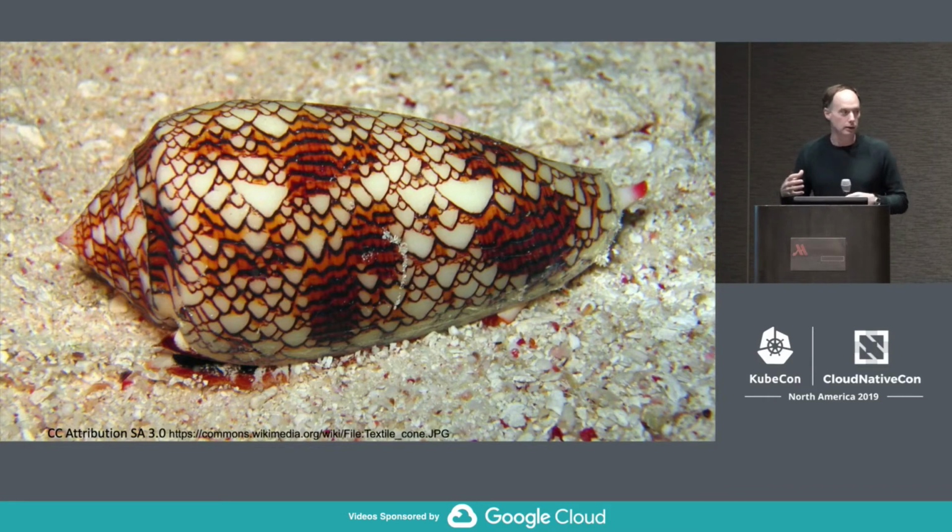Okay, so I talked about where we are and what the ecosystem's like. Let me try to talk about some patterns. By the way, if you see this pattern on a shell, don't pick it up, it's poisonous.